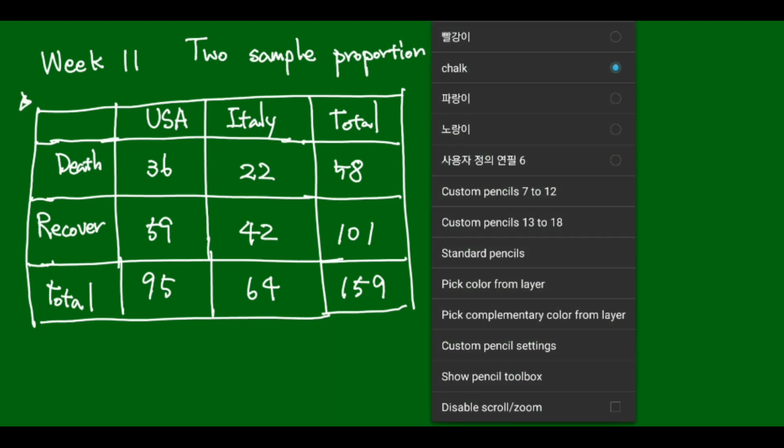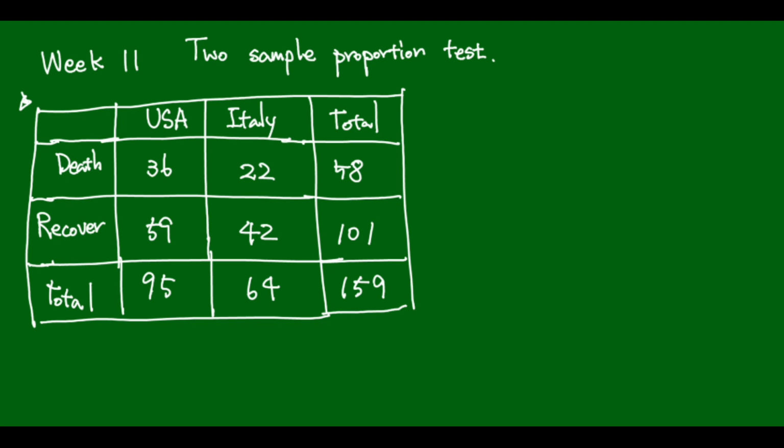Unfortunately, as of April 17, 2020, the USA has the largest number of deaths from COVID-19 in the world, and Italy has the second largest. This table shows the number of people who died from COVID-19 and the number of people who have recovered from COVID-19, and all of the numbers here are recorded in thousands.